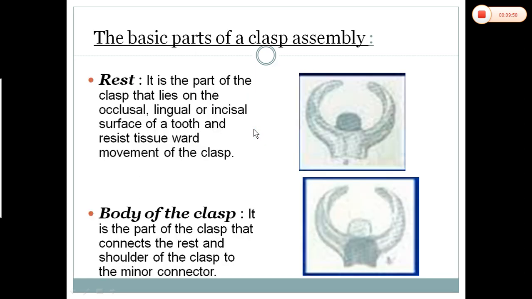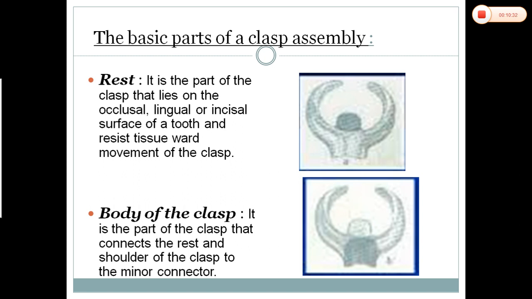Description of each component. Rest. The rest provides support for the prosthesis. Support means it prevents tissue-ward or gingival-ward movement of the prosthesis. The rest is positioned on a prepared area of the tooth, known as the rest seat. The rest is positioned in the rest seat.